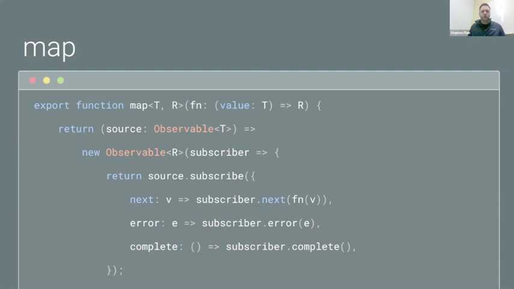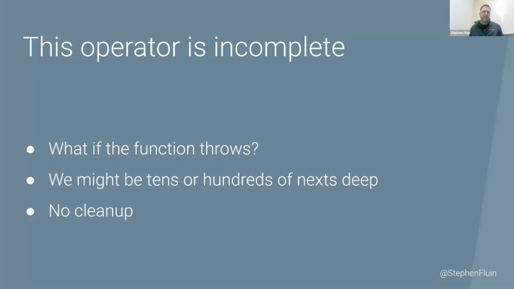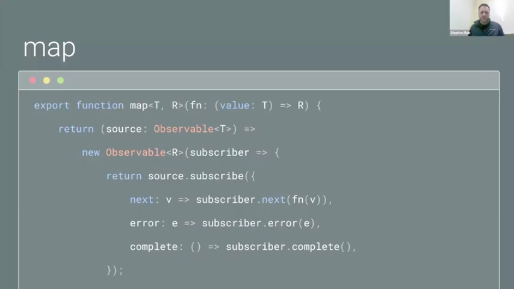But again, don't try to rebuild observables whenever you can reuse an existing one. It's going to be far more effective, because this operator is actually incomplete. What happens if the function throws? We might be hundreds of nexts deep. We might be going through other operators and other functions, and the stack trace might not actually be useful for that function error. And if we used a naive try-catch, that would cause problems.